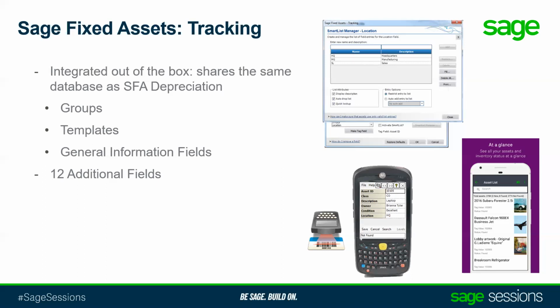One other protection built into the tracking module is that it only has access to general information fields. So if you're concerned about someone that might be an inventory manager or a site manager doing physical inventories, if they're only allowed into the tracking module, they have no means of doing anything to impact depreciation because that module has no access to the book field. So you have some great protections built in from that standpoint.